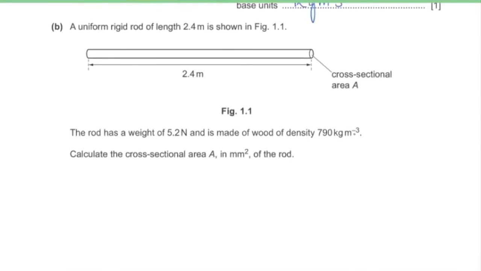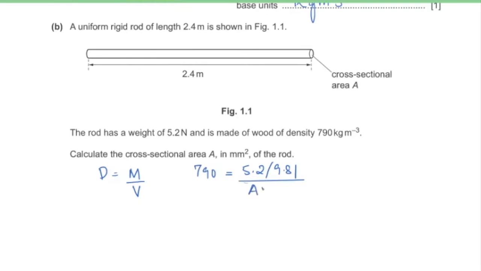Part B, a uniform rigid rod of length 2.4 meters is shown in figure 1.1. The rod has a weight of 5.2 newtons and is made of wood of density 790 kilograms per meter cubed. Calculate the cross-sectional area in millimeters squared of the rod. So density is mass divided by volume. The density of this wood, 790, is equal to mass, which is weight divided by the constant 9.81, divided by the volume. Volume is cross-sectional area into length.